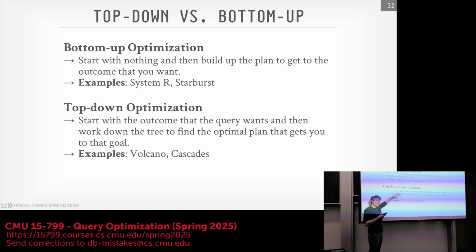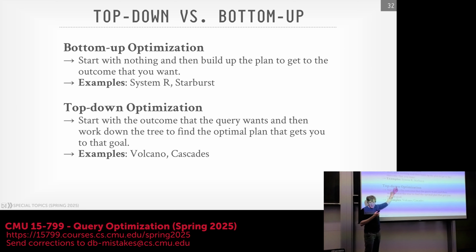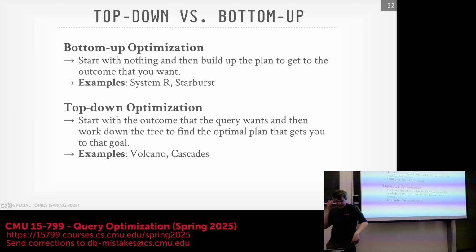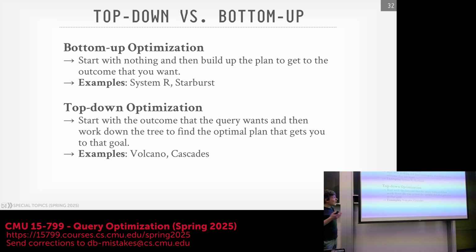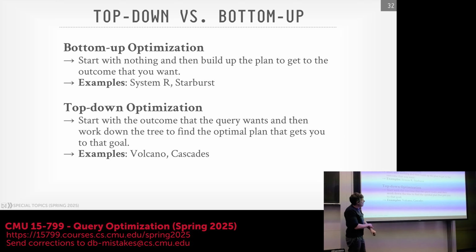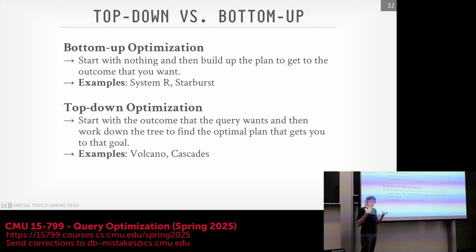And the guy that invented this one, in Volcano and Cascades, he said if you had to do it all over again, you'd start with this, and then you do this. You actually want both. So we'll spend a lot of time talking about what this means and what the implications are for the efficiency of the algorithm, how to do costing, and the complexity of the different approaches.